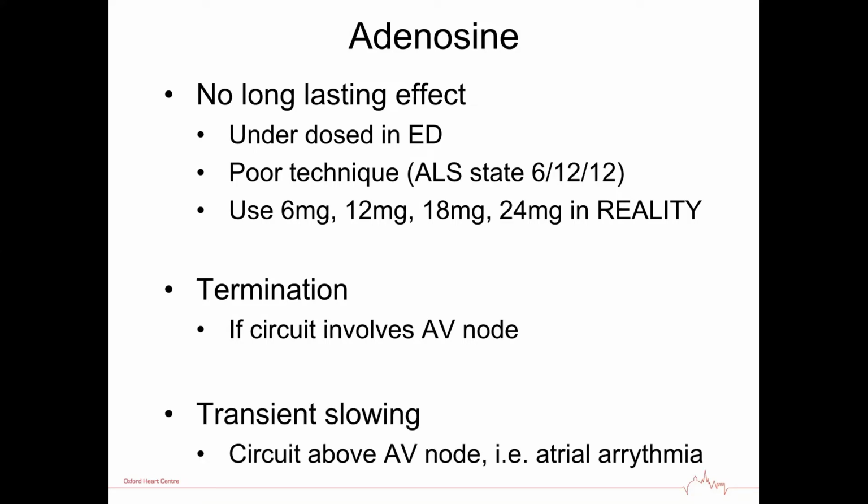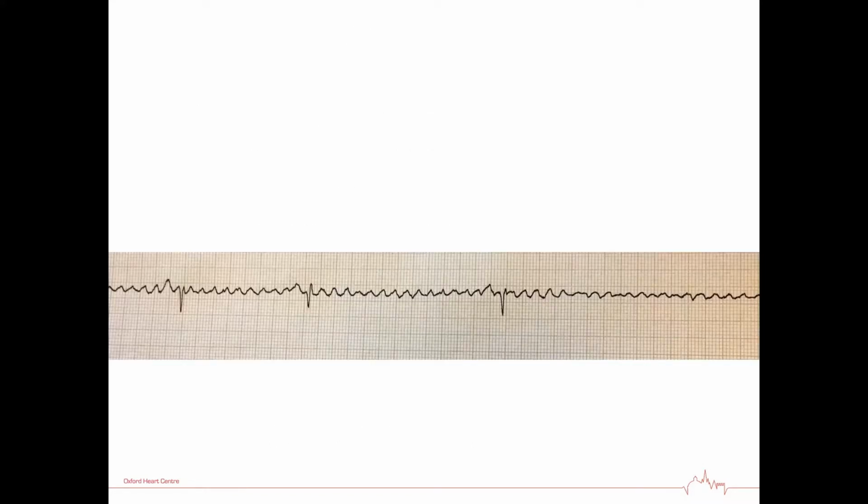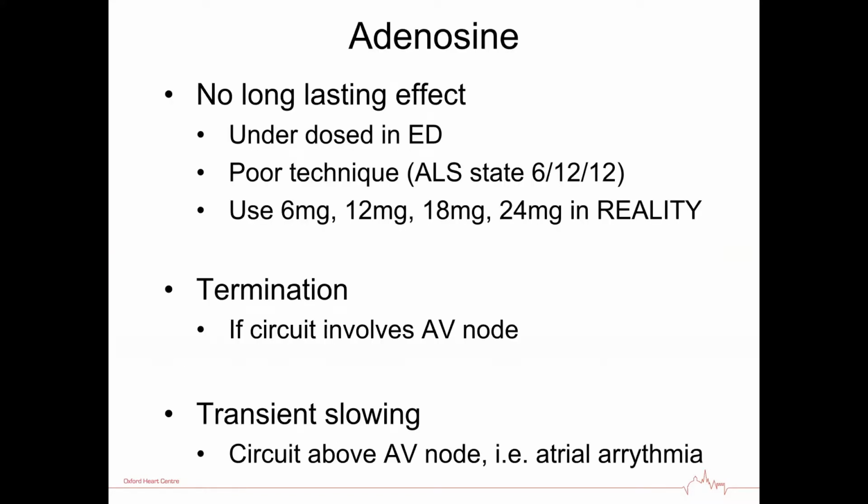If it's not an AV nodal circuit, however, it's not going to terminate it. All it will do is transiently slow it. As we've just seen, it will do that, and then your flutter will be back up. So it will do that if it's AF, if it's an atrial tachycardia, if it's flutter.